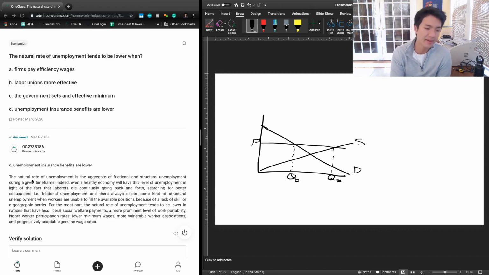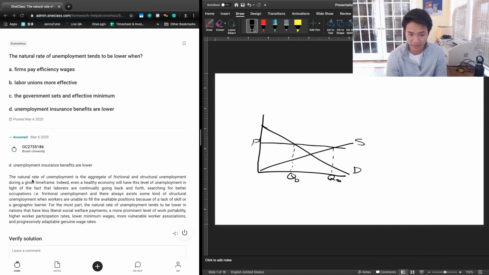They wrote that the natural rate of unemployment is the aggregate of frictional and structural unemployment during a given time frame. That's correct. Indeed, even a healthy economy will have this level of unemployment in light of the fact that laborers are continually going back and forth searching for better occupations, i.e. frictional unemployment, and there always exists some structural unemployment where workers are unable to fill the available positions because of a lack of skill or a geographic barrier.